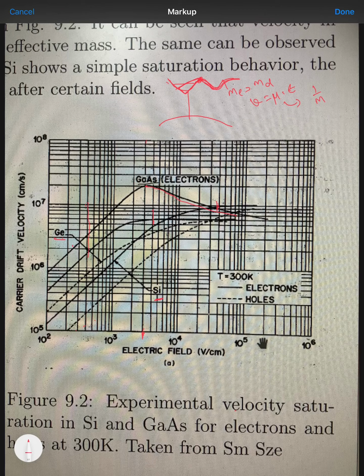You can see any line here, right? The dashed line has a smaller drift velocity than the solid line, the solid line belonging to electrons. That's because of the fact that the holes have a much higher effective mass, right? Effective mass directly translates to the mobility, and hence a smaller velocity for the same applied electric field.